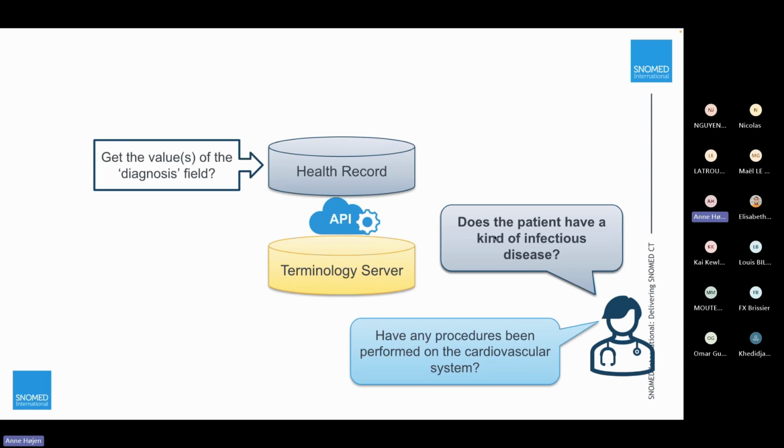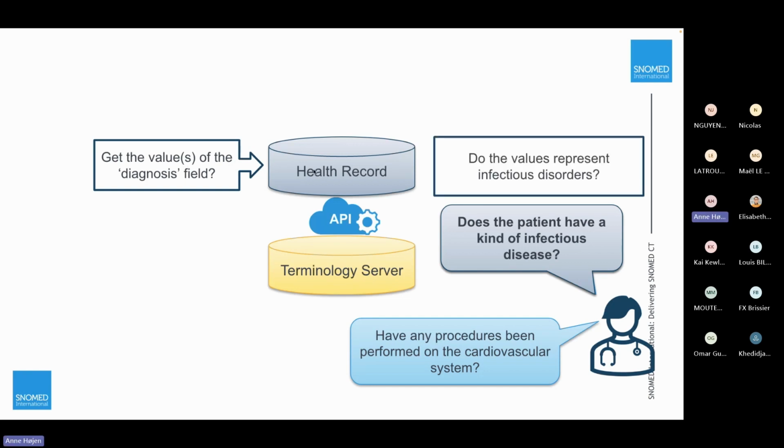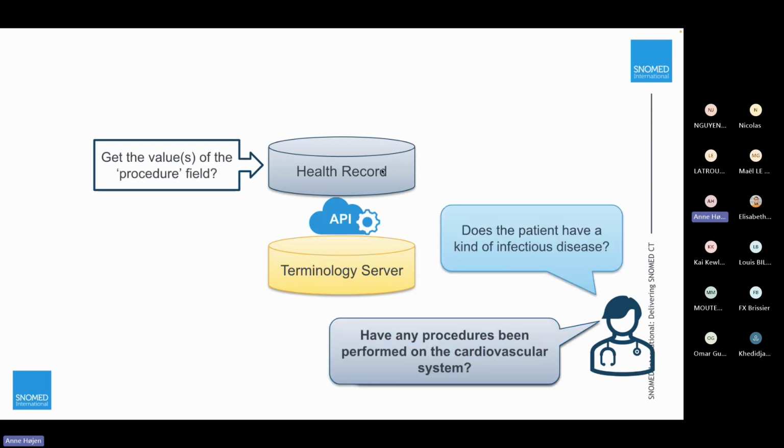If we want to answer, does the patient have a kind of infectious disease, we can do as we did before, just look up the values of the diagnoses field, and then we'll get all the diagnoses out. So now our task is to find out, from all of these diagnoses, which ones are the infectious disorders? And we can't do that on just understanding where they were stored. We need something else to help us identify the infectious disorders.